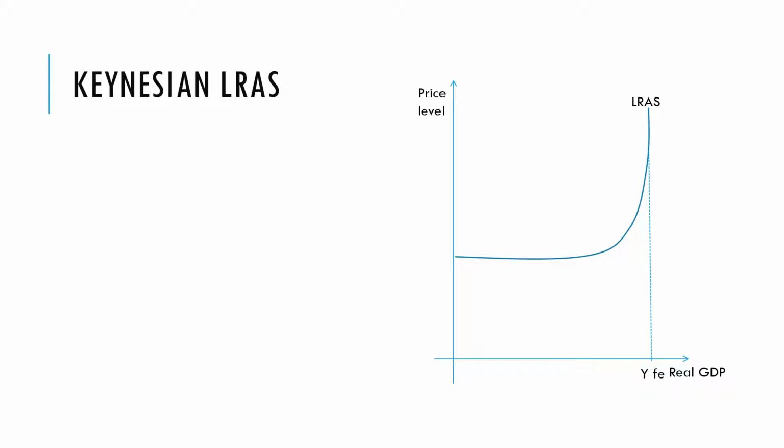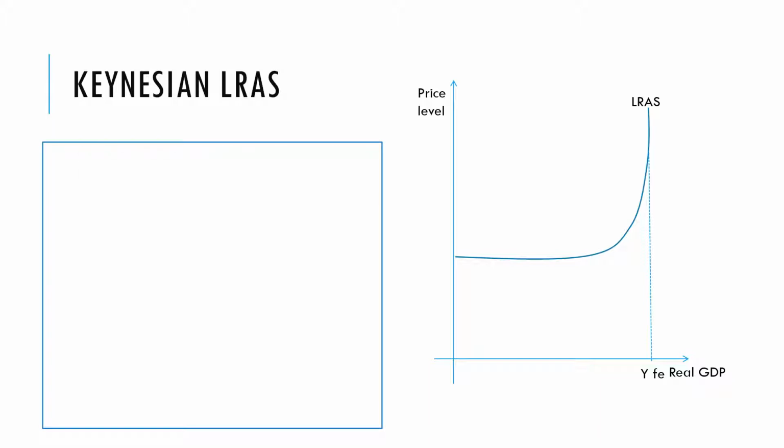So what are the implications of this and how is this derived? Well, when there is a low level of output in the economy, there is lots of spare capacity. And Keynes believed that when this was the case, the AS curve was likely to be highly elastic. So any increase in output or demand would not lead to an increase in price.